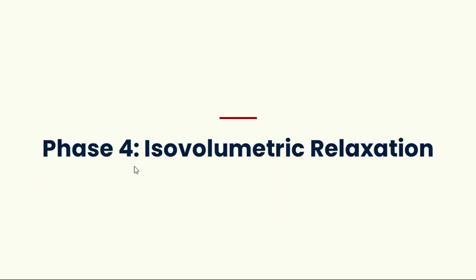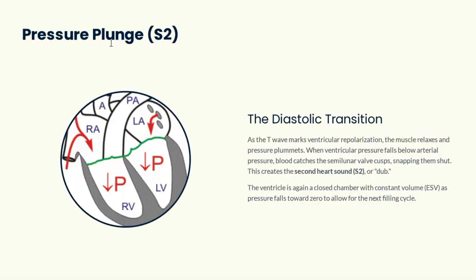Now we're going to move on to phase 4, which is the isovolumetric relaxation, where the pressure plunges. This is the S2, and this is the diastolic transition. As the T wave marks ventricular repolarization, the muscle relaxes and pressure plummets. When ventricular pressure falls below arterial pressure, blood catches the semilunar valve cuffs and snaps them shut. This creates the second heart sound S2, or the dub. So it goes lub dub, lub dub, lub dub.